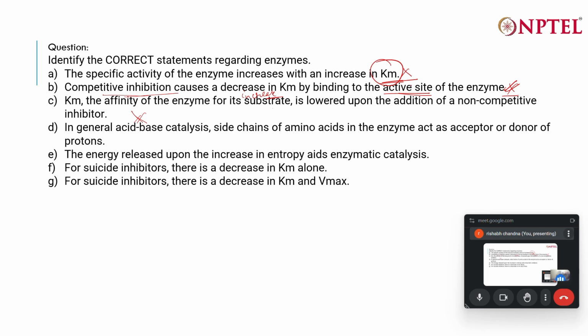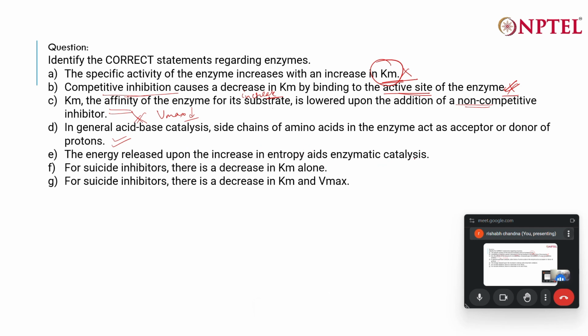Because in case of a non-competitive inhibitor, Km is actually not changed. Only the Vmax is actually reduced. Okay. In general acid-base catalysis, the side chains of amino acids in the enzyme act as an acceptor or donor of protons. Yes, this is correct because all the basic and acidic amino acids actually play a role in acid-base catalysis of the enzyme.